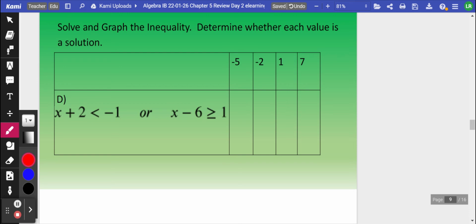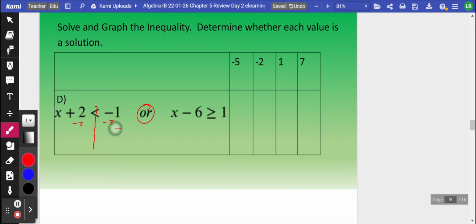Go and pause the video and complete this fourth problem. A reminder, this is an or statement. An or statement. So in general, when we write our answer, we do have to put the word or in between. So let's solve these.